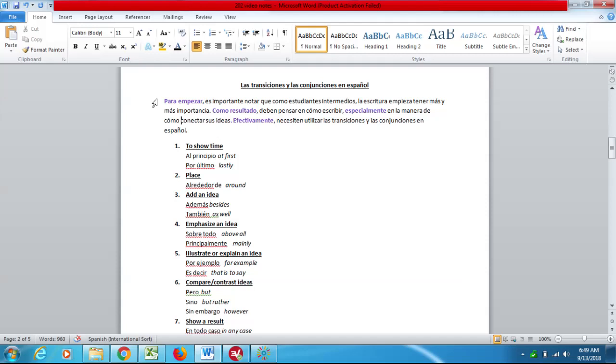Wow! So, let me call your attention to some of these words here in purple. What do you think these are about? Well, if you think they're transitions and conjunctions in Spanish, you'd be correct. Remember, a conjunction joins two ideas together, right? Brings together clauses. A transition is one way of going from one idea or one paragraph to the next.